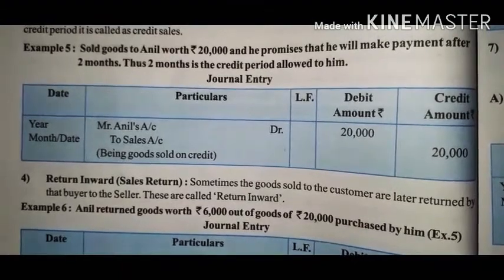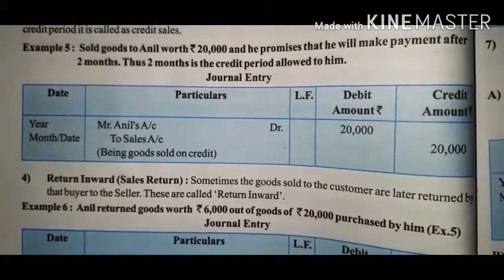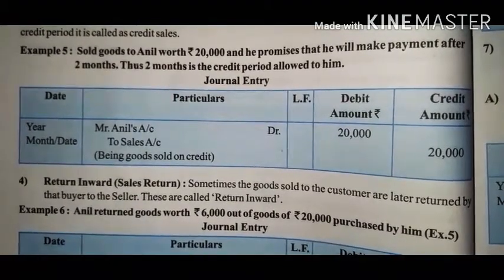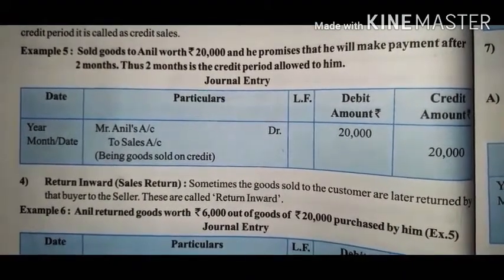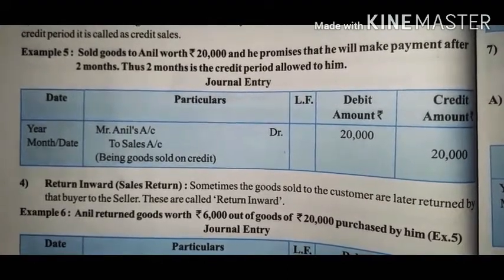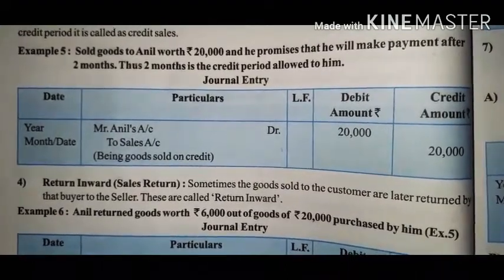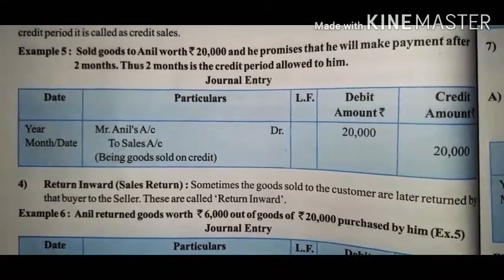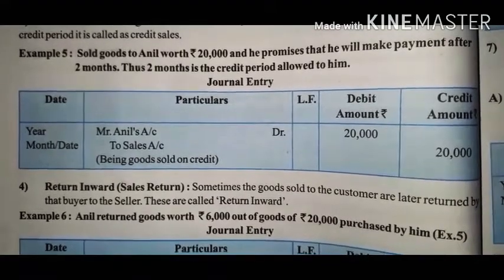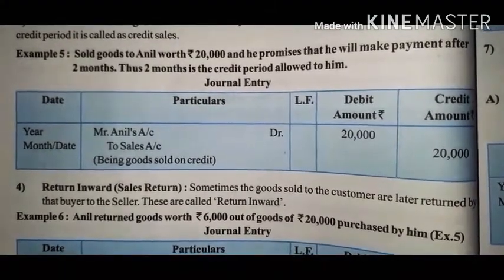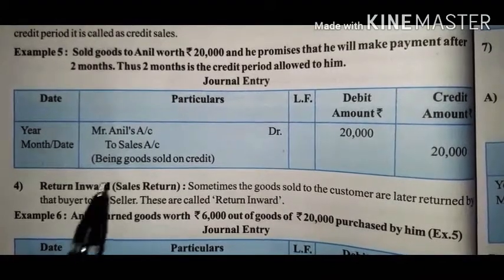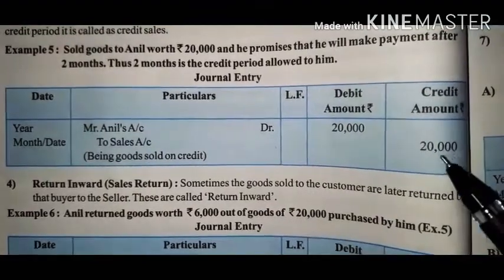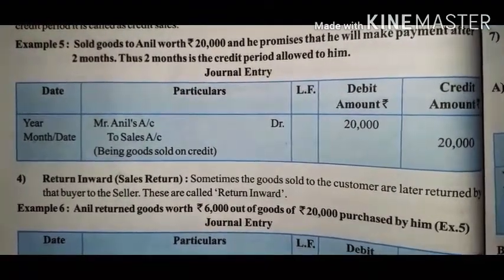Now what is the rule for sales? Debit all expenses and losses, credit all incomes and gains. Now sales, this is a nominal account and we are giving it a credit effect. Why credit effect? Because after 2 months you are going to get the amount after the completion of the credit period from Mr. Anil. So the amount that you are going to receive after 2 months, that is your income for the sales you have made. So that is why we are giving a credit effect to sales account, and the amount you have to write down in the credit column.